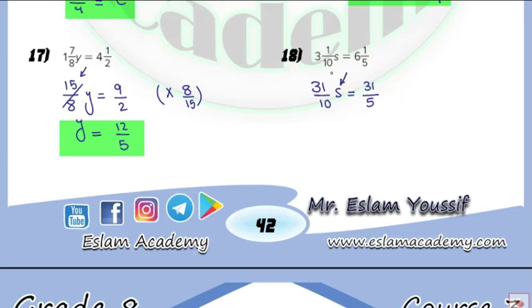The variable that we have, which is s, multiplied by reciprocal, which is 10 over 31. 31 over 10 multiplied by 10 over 31 would be equals 1. Just write s. 31 over 5 multiplied by 10 over 31, the answer will be equals 2. So that will be the solution.